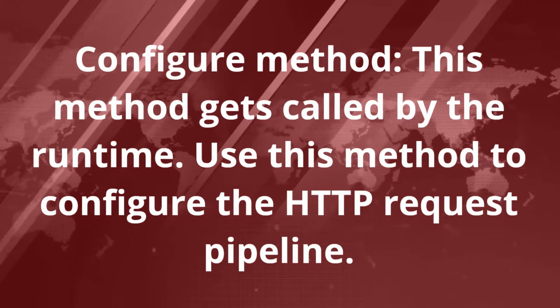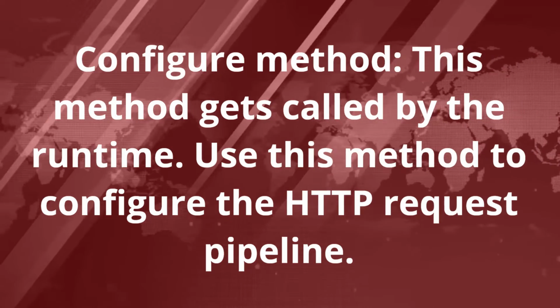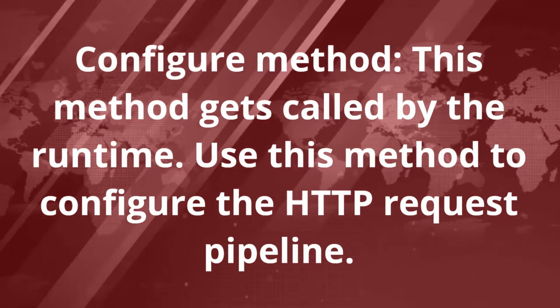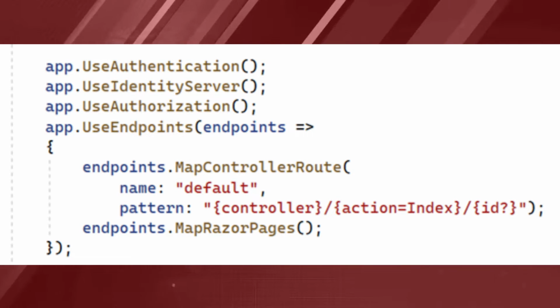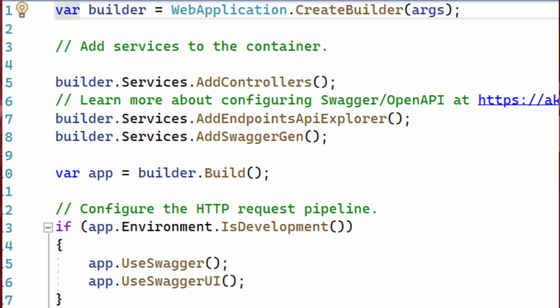Use this method to configure the HTTP request pipeline. For example, you can use authentication, you can use identity server, you can use authorization, you can use endpoints. As mentioned earlier, from version 6.0, we don't have the Startup.cs class. So all the configuration of services and configured items will be moved to Program.cs, and there will be no dedicated method to categorize both. So the programmers will use a command like this.